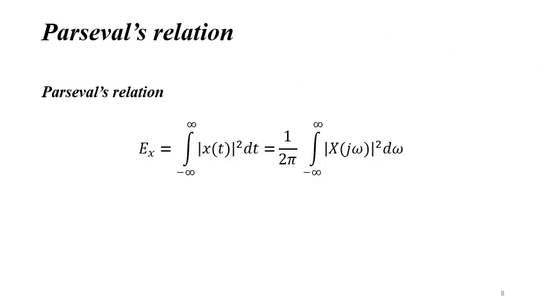Parseval's relationship states that the energy or power in the time domain representation of a signal is equal to the energy or power in the frequency domain representation. So we know that the energy in the time domain equals the integral of the absolute square of x of t dt, from minus infinity up to infinity. This is the same as finding the energy in the Fourier domain, which equals 1 over 2 pi times the integral of the square of x of j omega d omega.